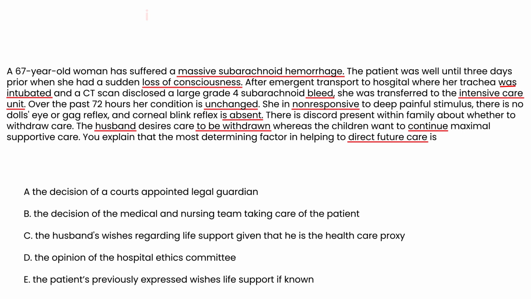Okay, well, let's just go through the 5 steps. First thing, what did the patient say? What is the patient saying? Well, in this case, the patient cannot say because she's non-responsive. She's in the ICU and she's intubated, so can't do that.